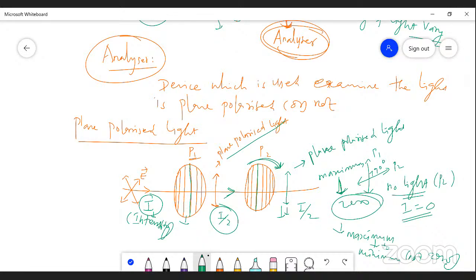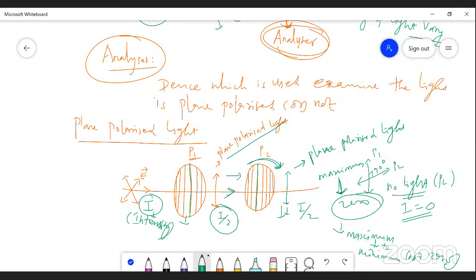So then the light passing through the second polaroid is said to be partially plane polarized light. Why? Because the emergent light beam intensity from the second polaroid goes from maximum to minimum, not equal to 0. So that light passing through the second polaroid is said to be partially plane polarized light.